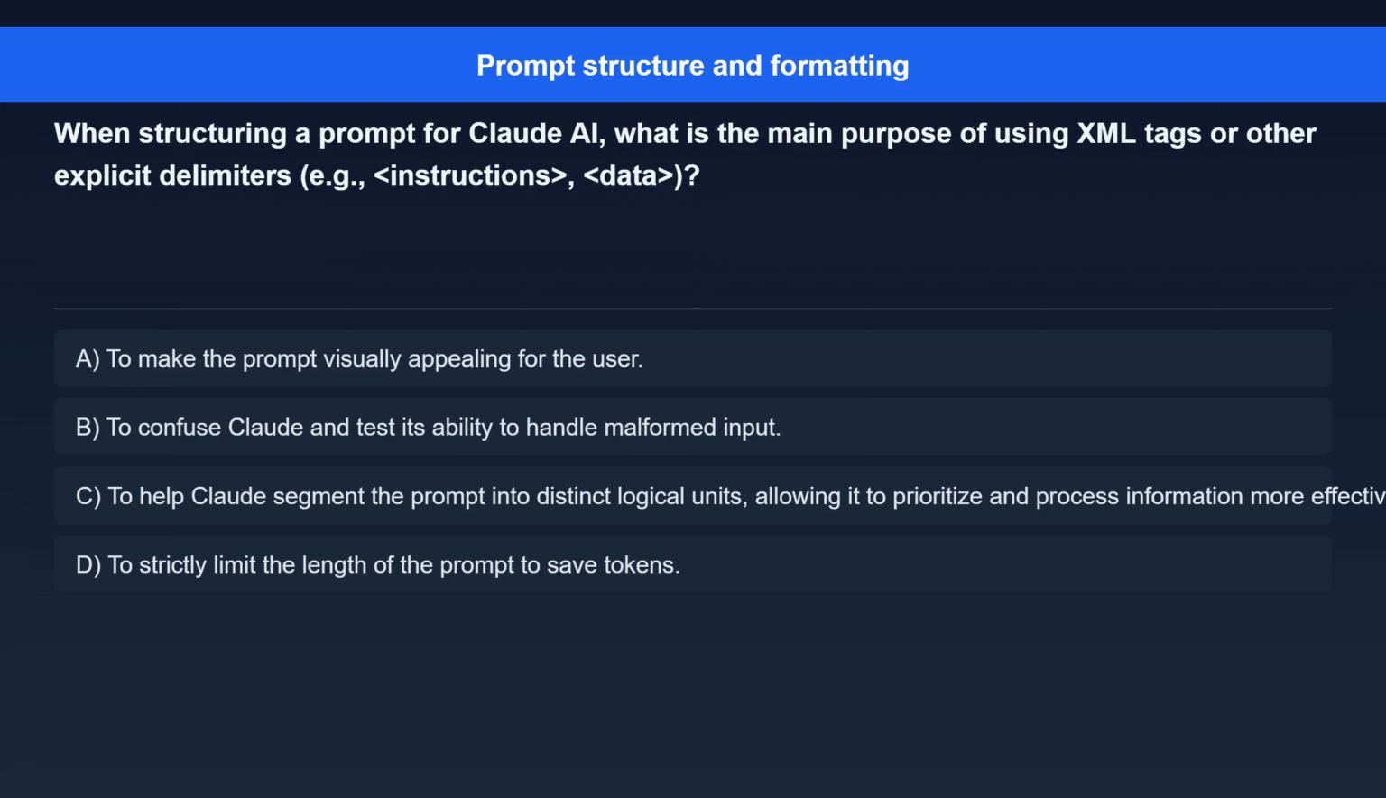Question 5. When structuring a prompt for Claude AI, what is the main purpose of using XML tags or other explicit delimiters, e.g., <instructions>, <data>? Option A. To make the prompt visually appealing for the user. Option B. To confuse Claude and test its ability to handle malformed input. Option C. To help Claude segment the prompt into distinct logical units, allowing it to prioritize and process information more effectively. Option D. To strictly limit the length of the prompt to save tokens.